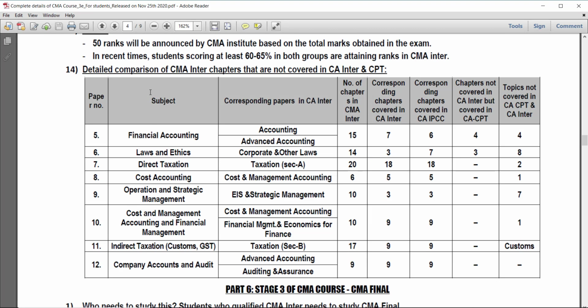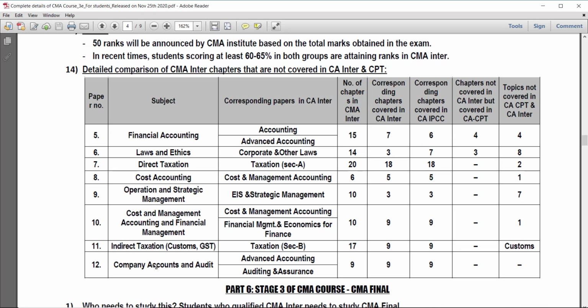Okay, and what are the subjects or papers available in CMA Inter? The first paper is financial accounting. The second paper is laws and ethics. The third paper is direct taxation, then cost accounting, operation management, strategic management, cost and management accounting and financial management, indirect taxation, and company accounts and audit.